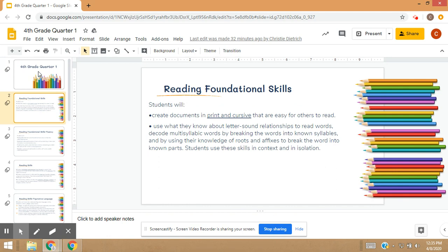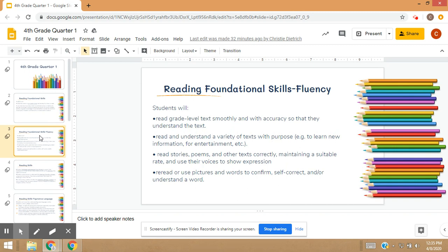So, for our reading and foundational standards, students will create documents in print and cursive that are easy for others to read. And they want to use what they know about letter-sound relationships to read words and decode multisyllabic words by breaking the words into syllables, such as elephant. So breaking it down into the many parts of the syllables, and by using their knowledge of roots and affixes to break the word into known parts. Students use these skills in context and also in isolation for more practice.